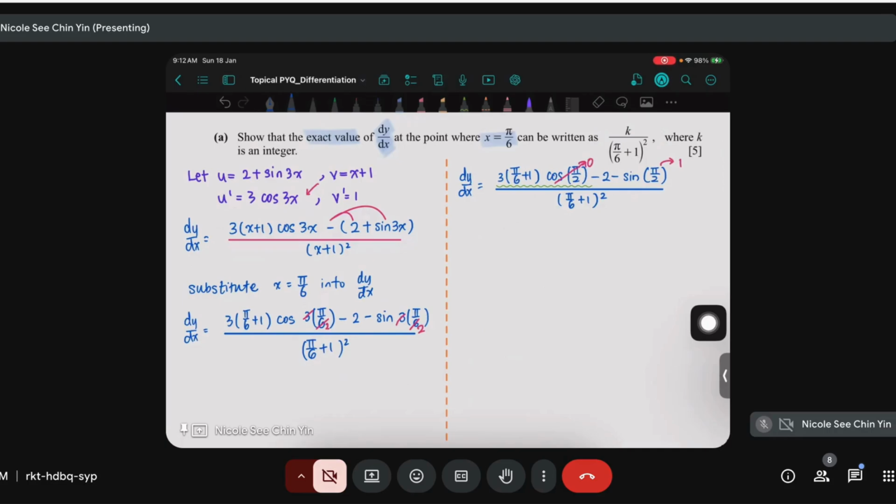So in other words, when we work on it, what I have is negative 2, negative 3 over (pi over 6 plus 1) squared. So what did I get? Negative 3 over (pi over 6 plus 1) squared. Isn't it the same as what they give me? k over (pi over 6 plus 1) squared. So therefore, what is the value for your k? k equals negative 3.